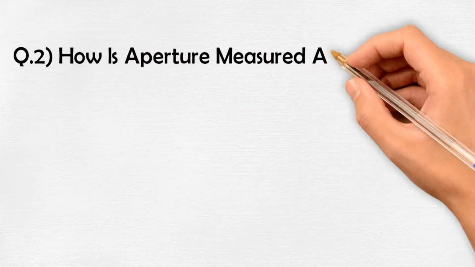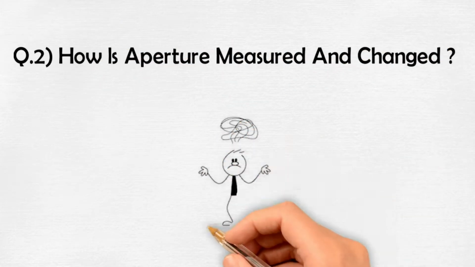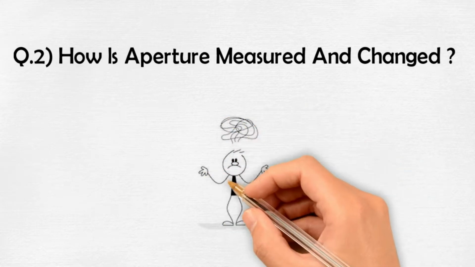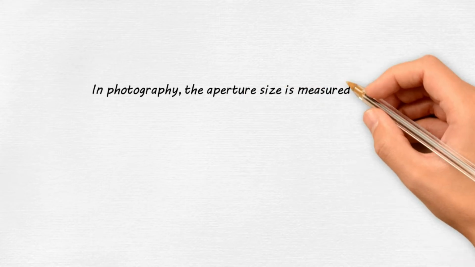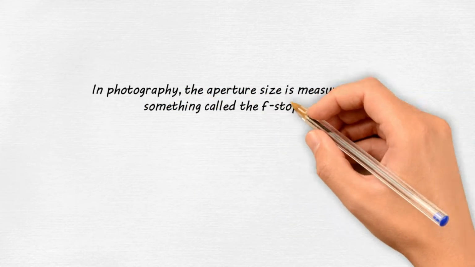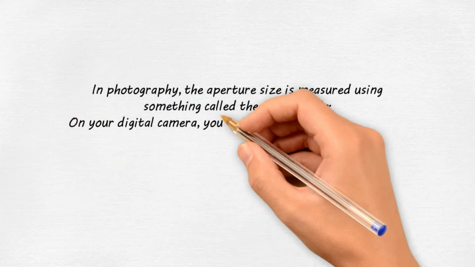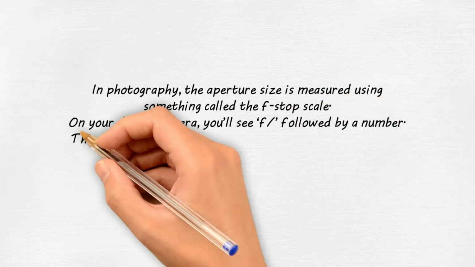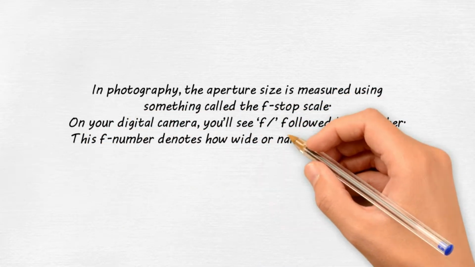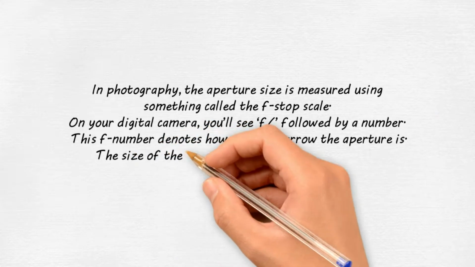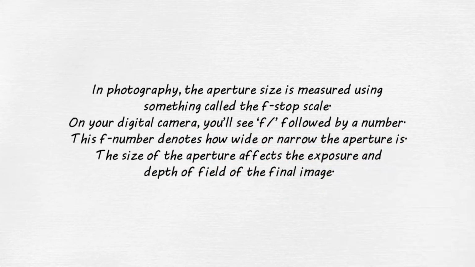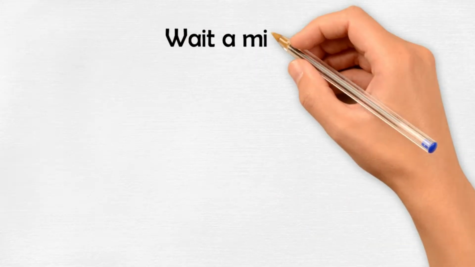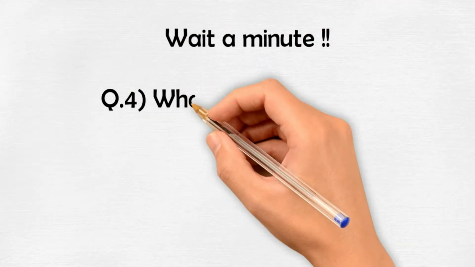Question number 2. How is aperture measured and changed? In photography, the aperture size is measured using something called the f-stop scale. On your digital camera, you'll see f/ followed by a number. This f number denotes how wide or narrow the aperture is. The size of the aperture affects the exposure and depth of field of the final image. Hey, wait a minute. What is f-stop scale?